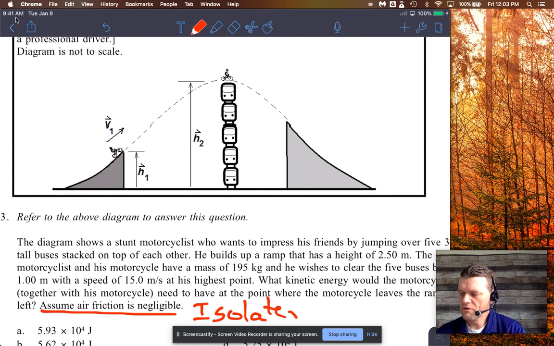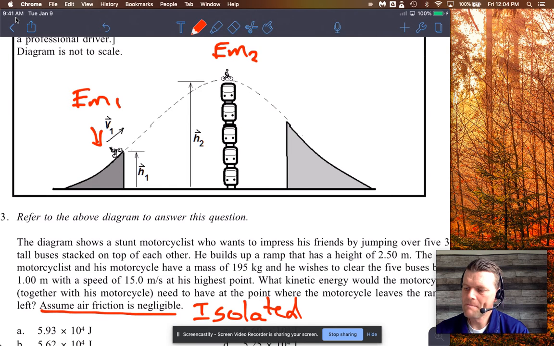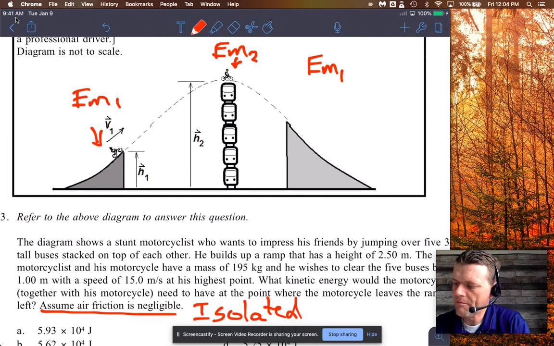And as soon as you know it's isolated, then what you should say is that EM1, the total energy that he has at this position, has to equal EM2, the total energy that he has at this position. And you'll see that happen in even these other practice questions. So what you start with is you say, okay, fine, EM1 has to equal EM2. And then you break up each position into the kinds of energy that it has.